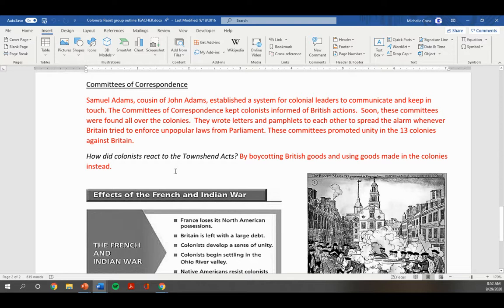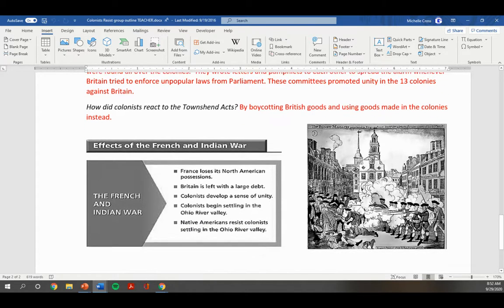And a recap: how did the colonists react to the Townshend Acts? By effectively boycotting British goods. Boycott is the most effective form of protest in this time period and event.